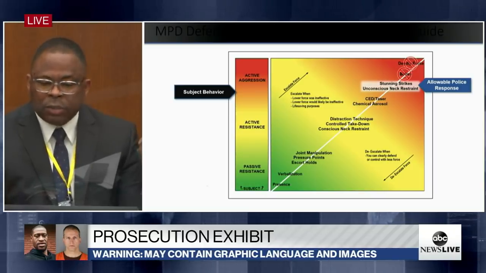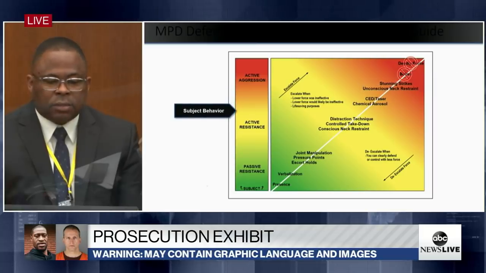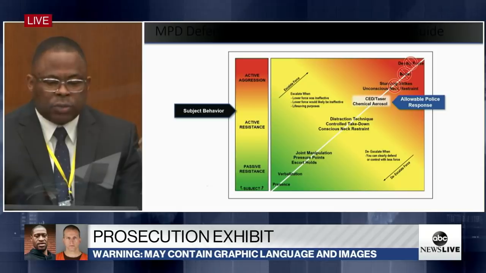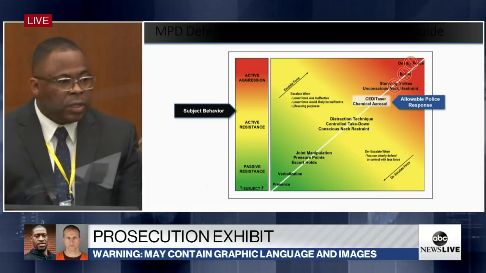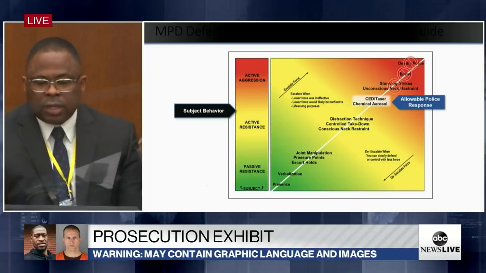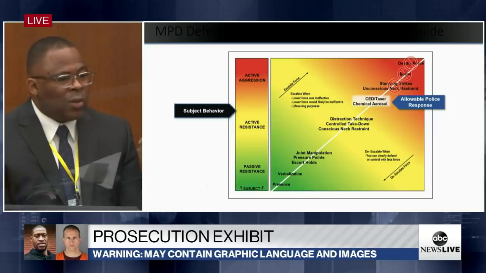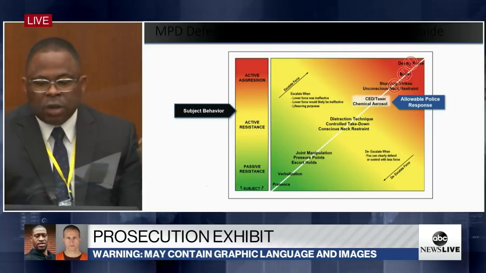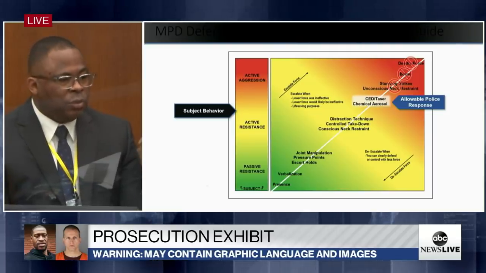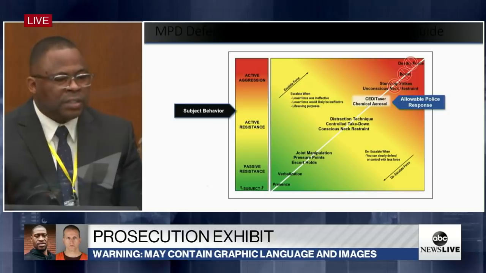Continually moving down, as the subject's behavior is less aggressive, moving closer to active resistance, you see an officer is allowed to use a CED, which is a conducted electronic device, or what you might be known to know as a taser. And also they can use a chemical aerosol, which you would also maybe know as a pepper spray.